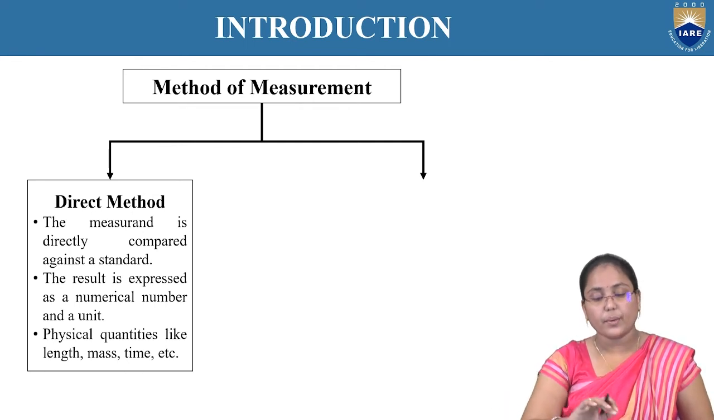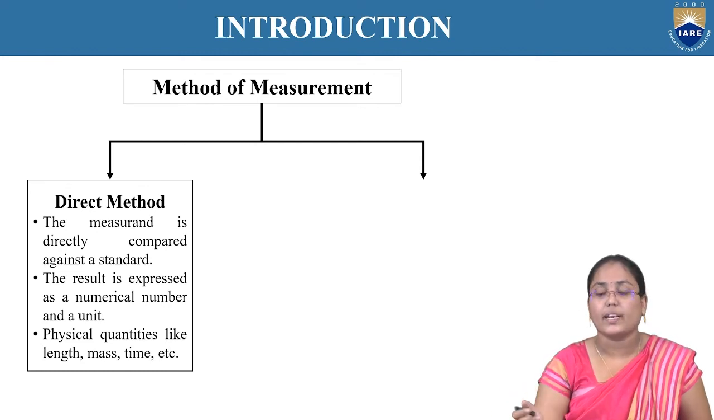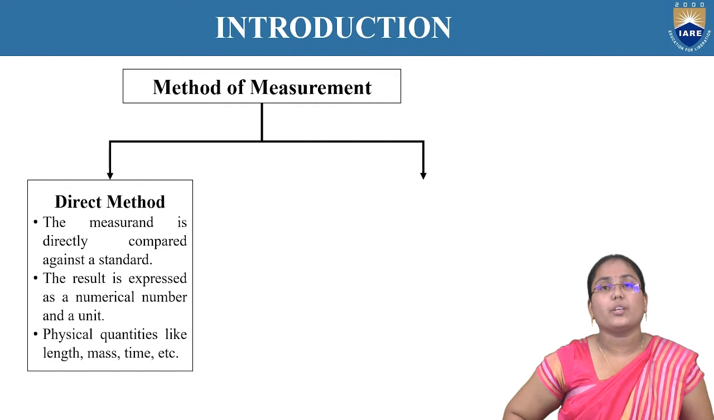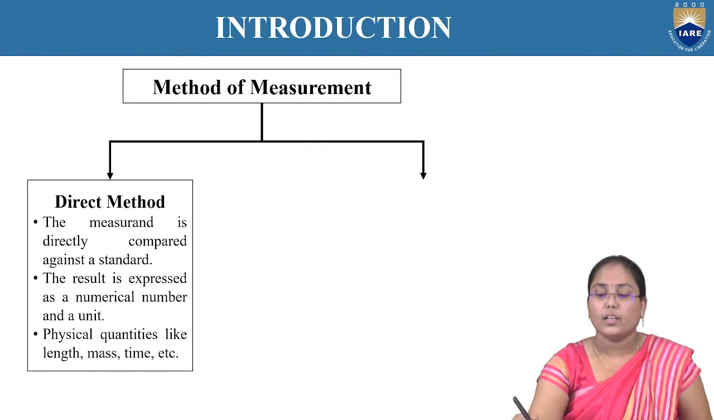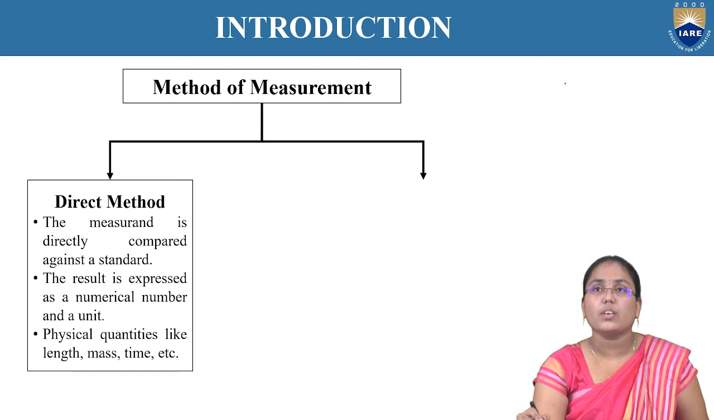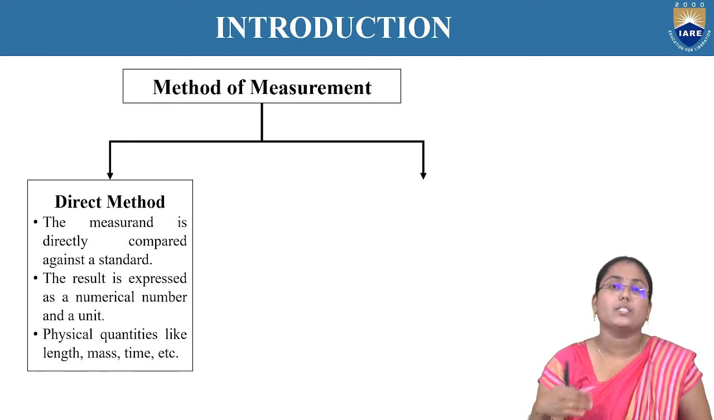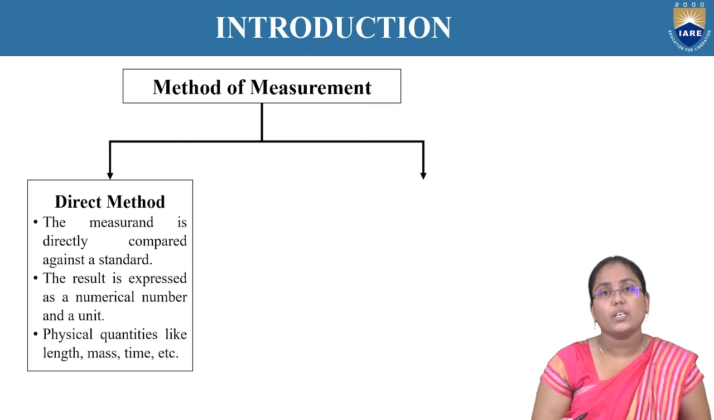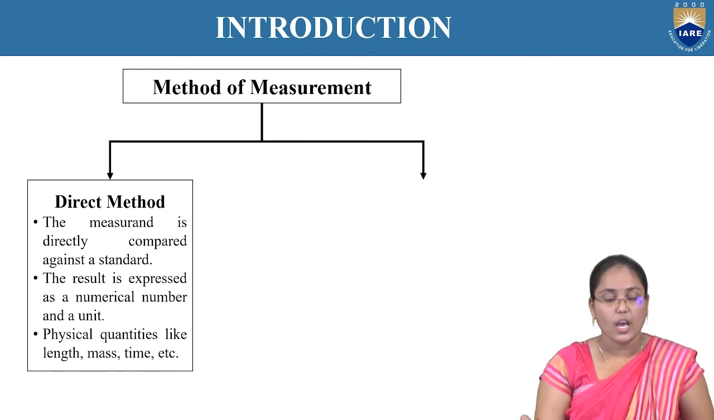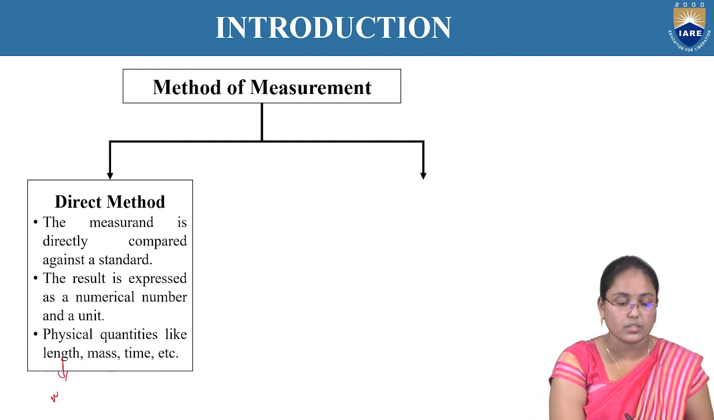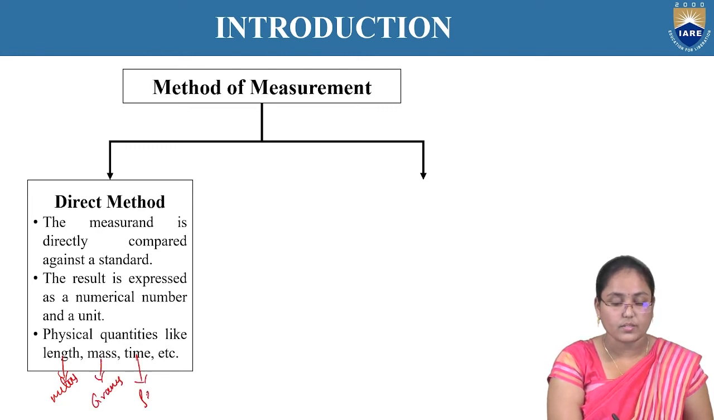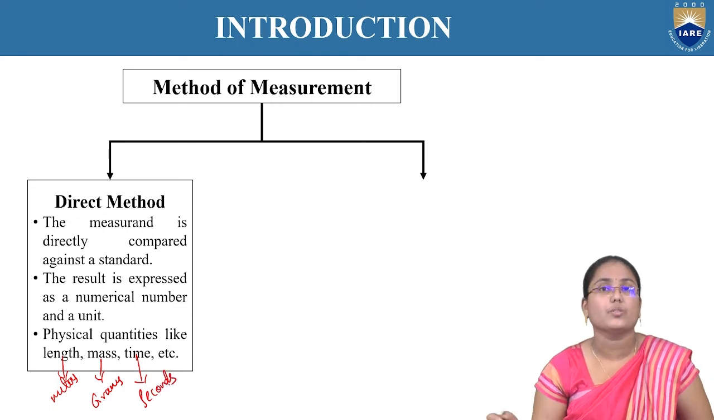So here, whenever we speak about the direct method, the measurand is directly compared against a standard, which is a general process. Previously we took the example of frequency. We are measuring frequency in terms of hertz by comparing with respect to the standard. And the result is expressed in a numerical number, whether it is 1 kilohertz, 2 kilohertz, 3 kilohertz, or 50 hertz, 10 hertz. All these are nothing but numerical values. And physical quantities like length, mass, time, etc. can be measured. Length can be measured using meters, mass using grams, time using seconds, and frequency using hertz.